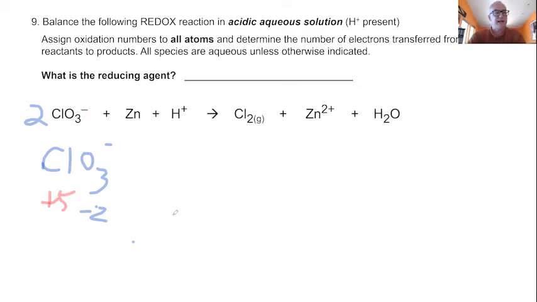What's the oxidation number of zinc here on the left? 0. That's 0. And hydrogen is what? +1. +1. So what's the oxidation number of chlorine on the product side? 0. It's 0 here. And what's zinc now on the product side? +2. +2. And I've got water. So what's the oxidation number of the oxygen? -2 again. What's the oxidation number of the hydrogen? +1. +1.